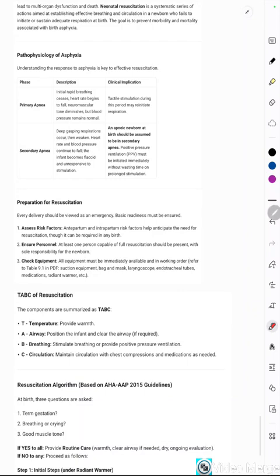In primary apnea, there is an initial rapid breathing, it ceases and the heart rate begins to fall. The tone decreases and blood pressure, however, remains normal. In case of primary apnea, the tactile stimulation done during this period may reinitiate the respiration. Secondary apnea is where deep gasping respirations occur. Heart rate and blood pressure continue to fall and the infant becomes flaccid. An apneic newborn at birth should be assumed to be in secondary apnea. Positive pressure ventilation should be started immediately, and there is only 1 minute to decide this. This is called the golden minute.